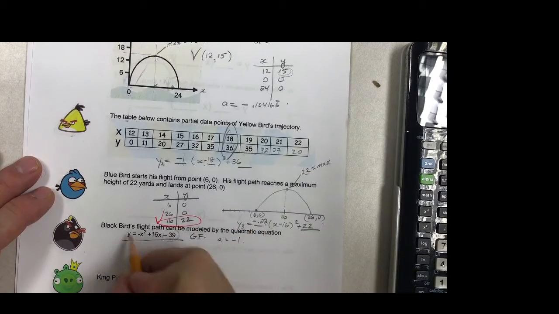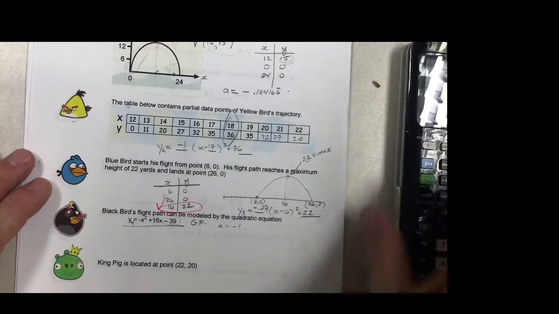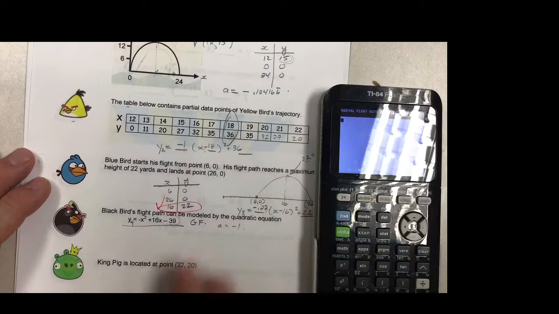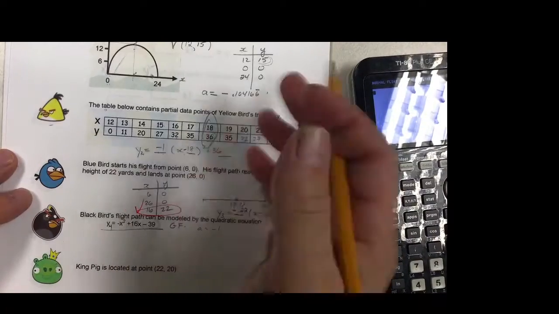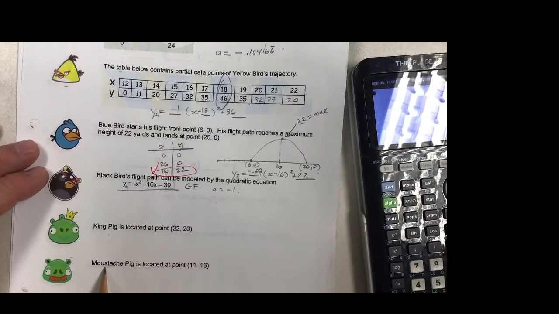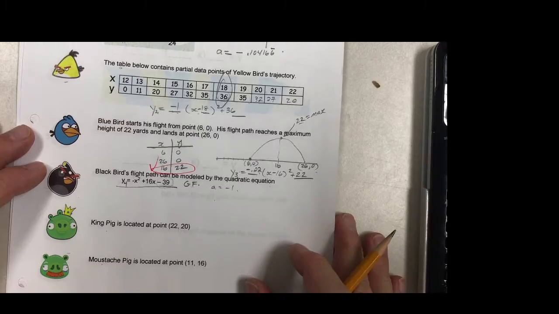This is in general form. This is going to be y4, but I don't really need to do anything with it because my calculator will accept general form or standard form when it graphs. So let's just leave it there. The question didn't say convert them all to standard form. The question just said to figure out if the king pig or the mustache pig is going to get knocked from his perch, and which one does it. So here's how we're going to do it.